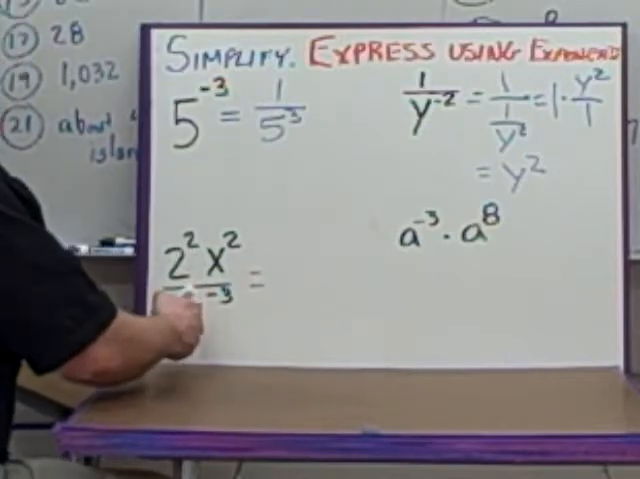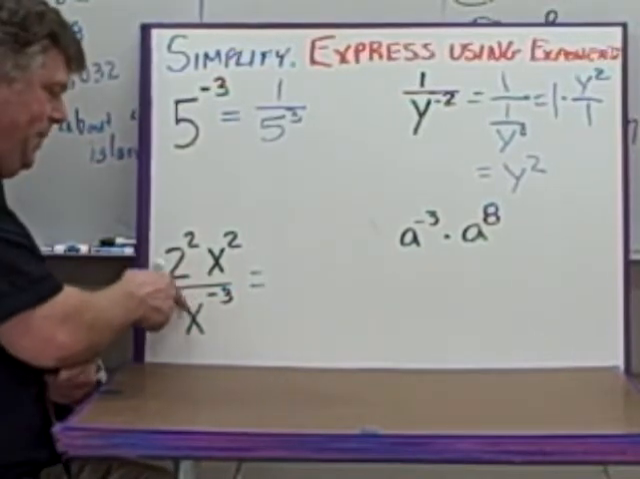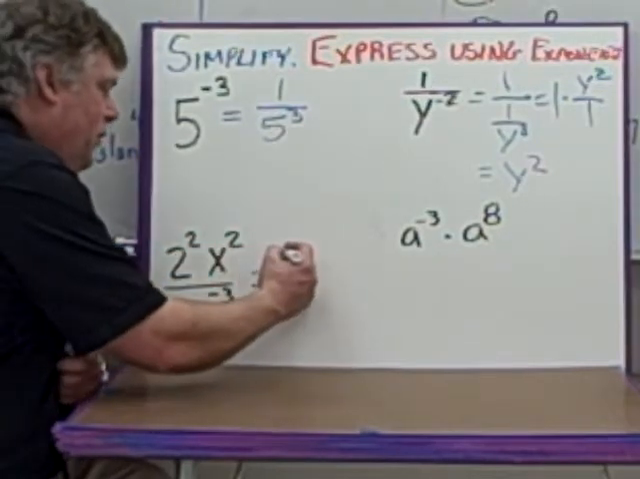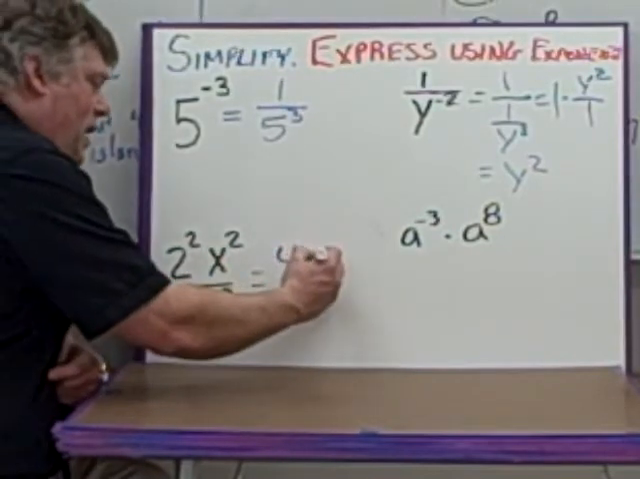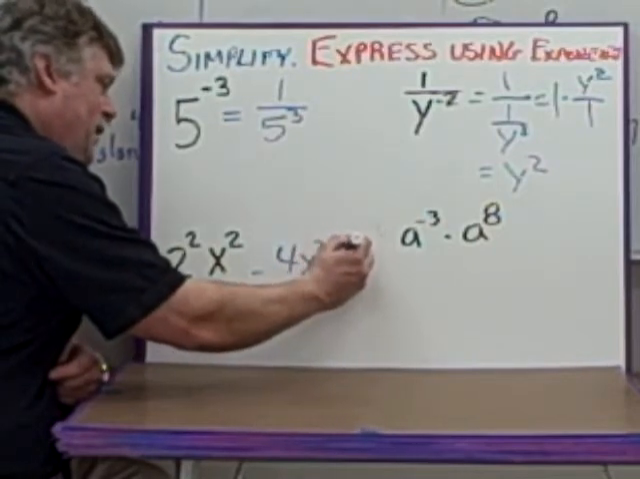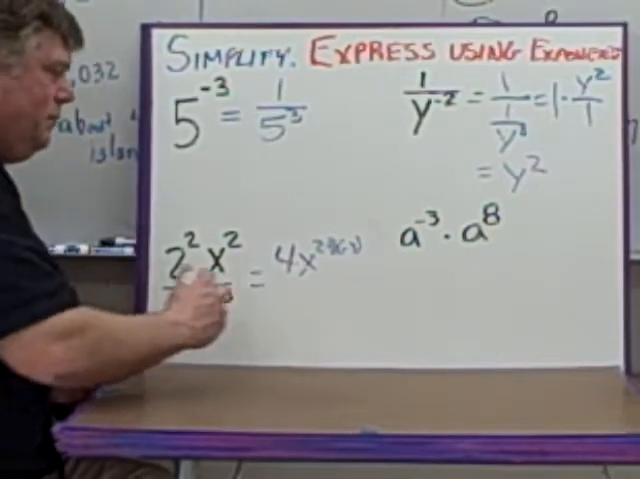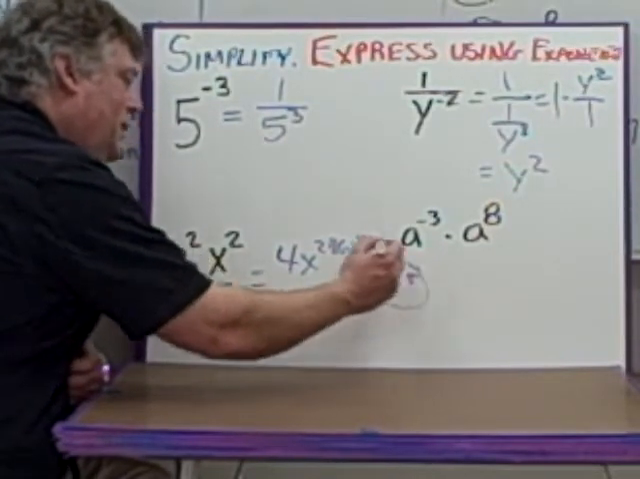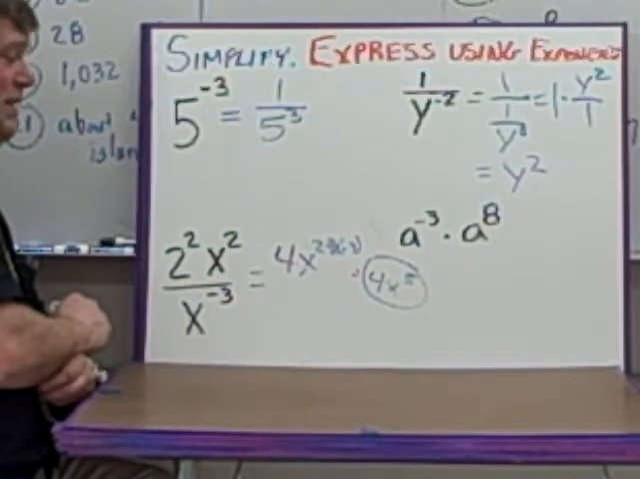So let's use that down here. We want to simplify this. Well, actually, we've got like bases being divided. When like bases are being divided, we subtract the exponents. So this becomes, well, 2 squared. We have to work that out. That would be 4 times x to the 2 minus a negative 3. Minus the negative 3 becomes plus. So you end up having 4x to the 5th power as your answer on that one. Subtracting a negative 3 becomes plus 3. You get 4x to the 5th power.